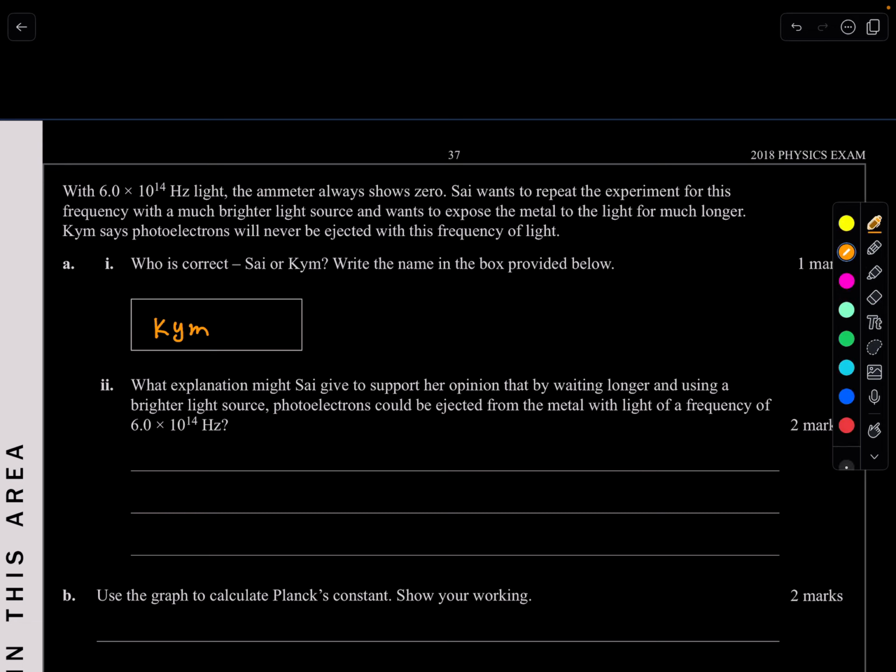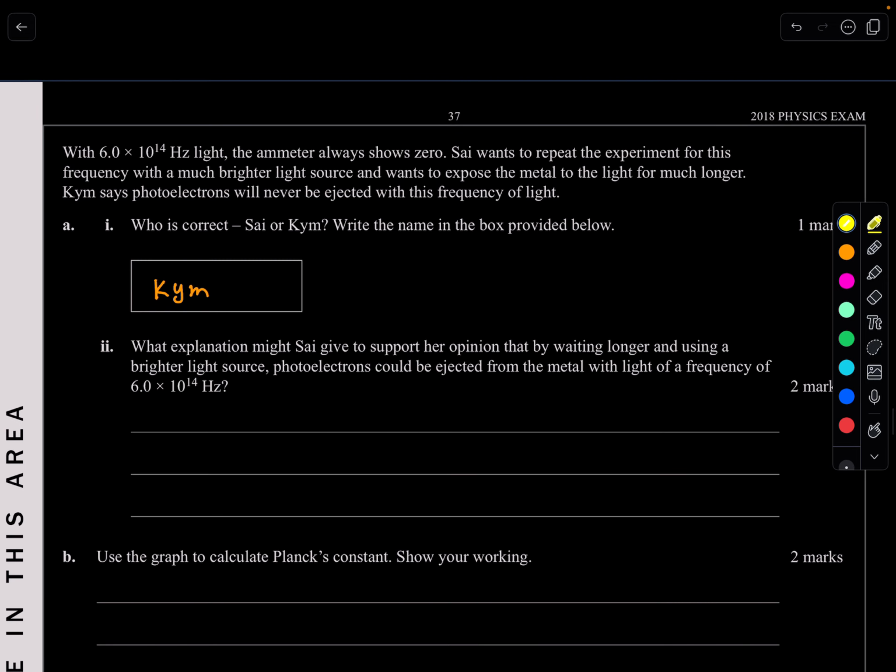So what explanation might Sai give to support her opinion? By waiting long, using a brighter light, photoelectrons could be ejected from the metal with a light frequency. Sai believes that brighter light just carries more energy, and so the electrons will absorb that. And by waiting longer, she's thinking that more of the energy will be absorbed by the electrons. So it will be more emitted, which is wrong, but that's what she's believing.